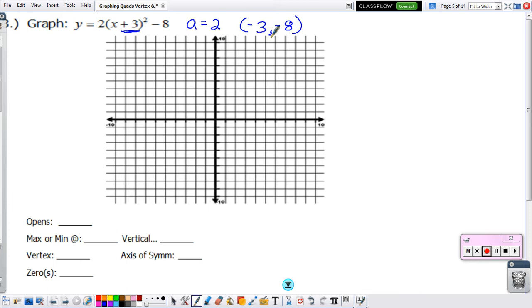I'm going to go to my parent table. 0, 1, 2. 0 squared is 0. 1 squared is 1. 2 squared is 4. I'm going to create my third column because my a value here is 2. So I'm going to multiply my y values by 2.